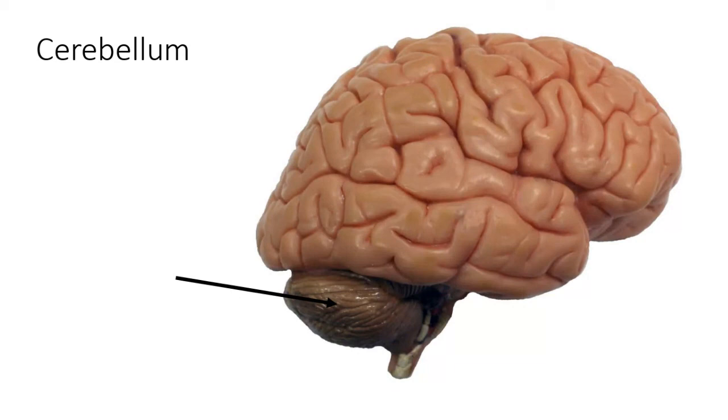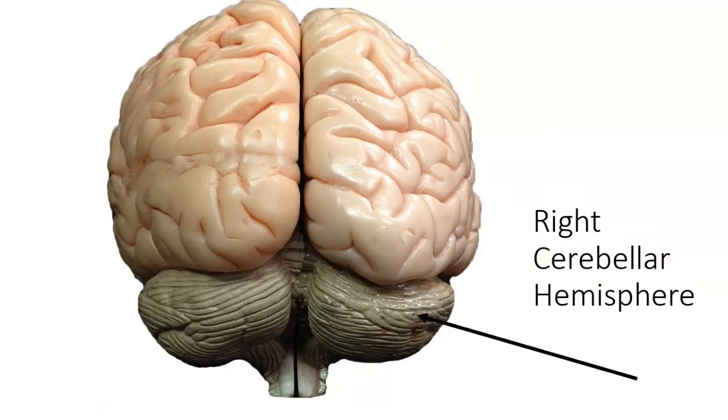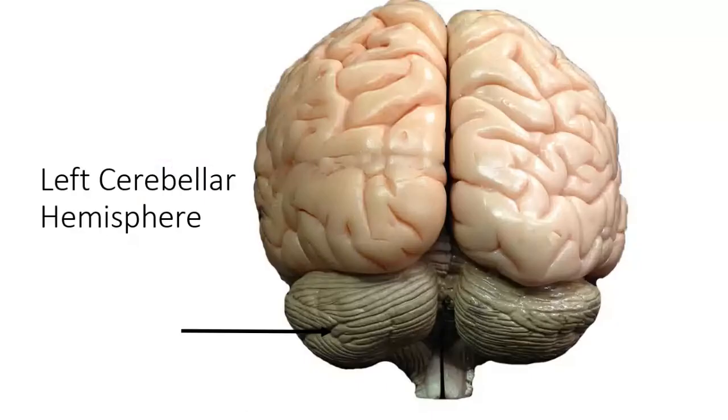So this is a posterior view here. This region right here in the middle is the vermis, and it's that connection between the two hemispheres. It's the vermis. So to the right of the vermis, this structure here, that's the right cerebellar hemisphere. And then obviously on the left side, there's the left cerebellar hemisphere.